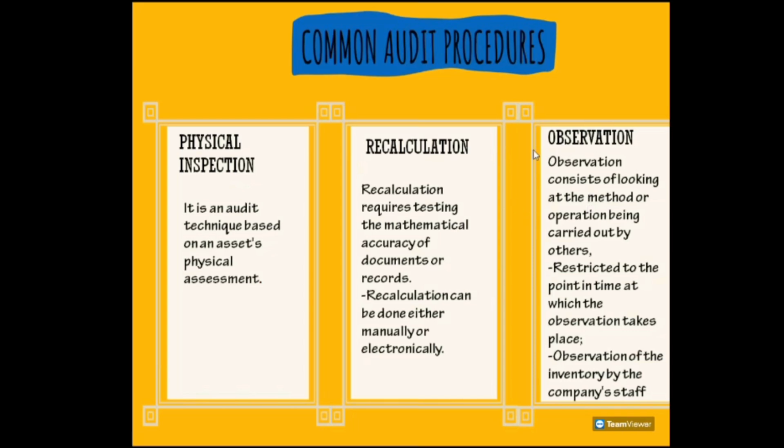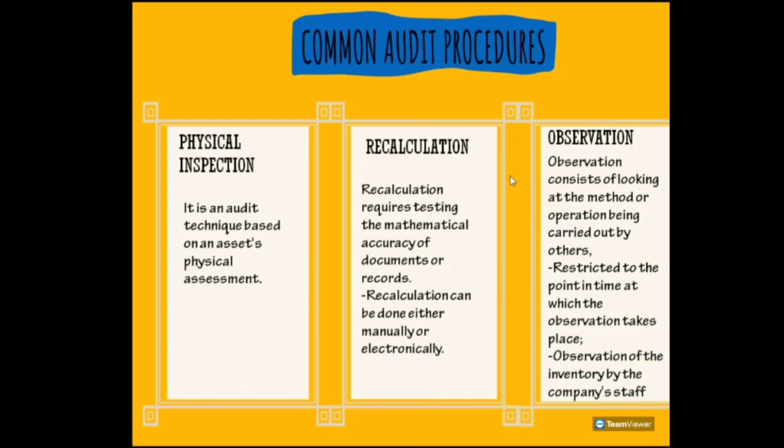For recalculation, it consists of checking the mathematical accuracy of documents or records, and that can be used to verify the accuracy of the recording of transactions or the application of accounting policies. For example, recalculating depreciation of tangible assets. However, recalculation does not provide evidence of the accuracy of the estimated rate of depreciation charge in relation to each class of asset.